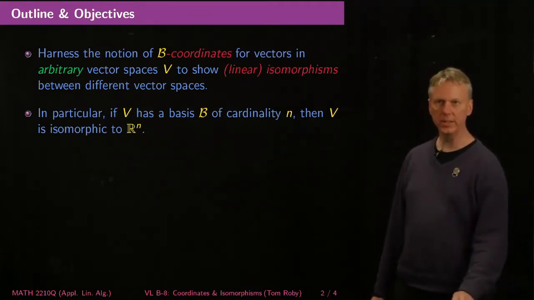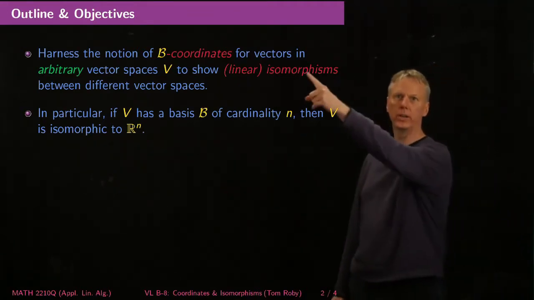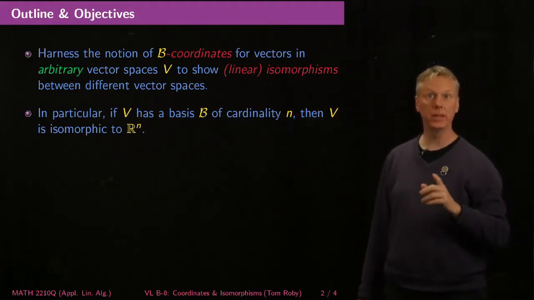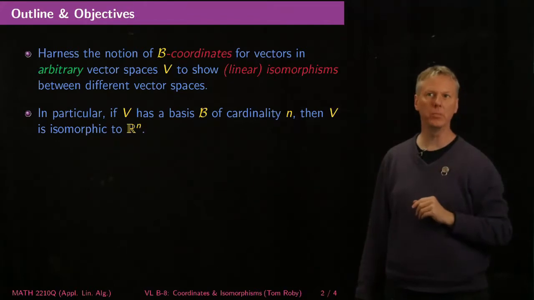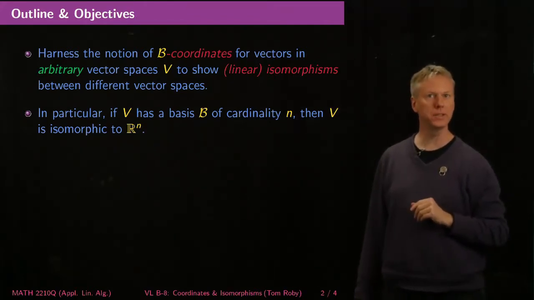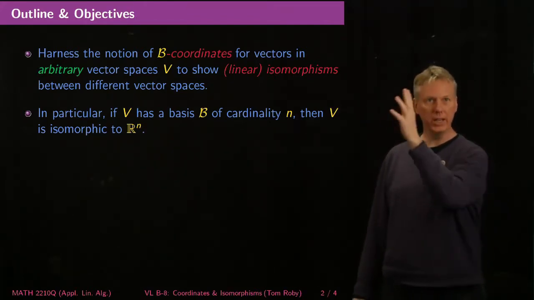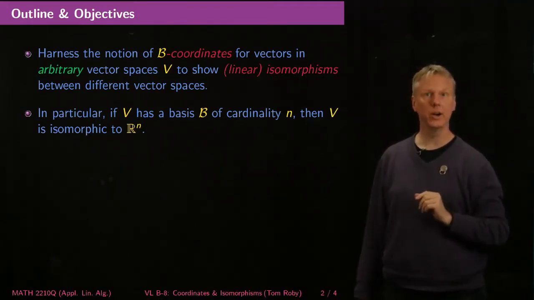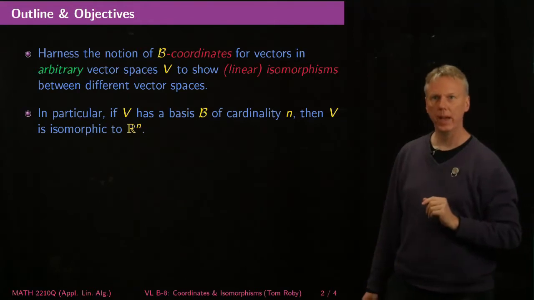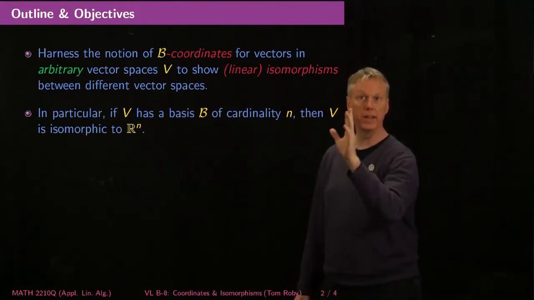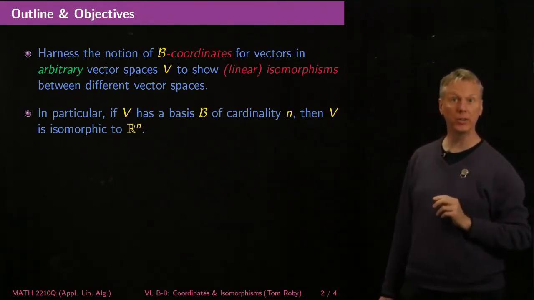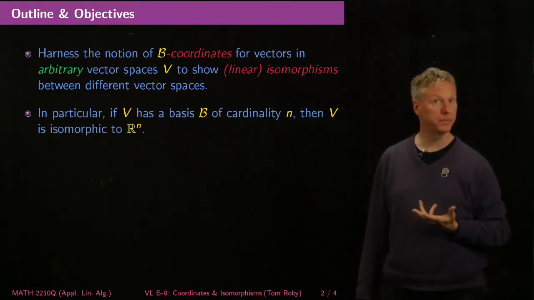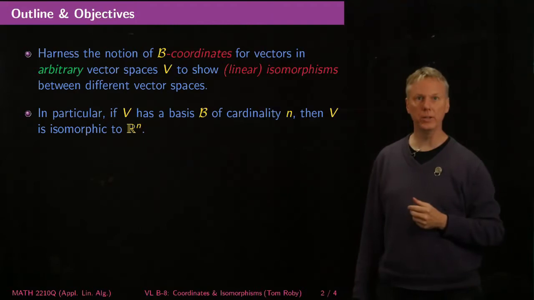We'd like to harness this notion we have of B coordinates for vectors in arbitrary vector spaces to show something called linear isomorphisms between different vector spaces. So it's a way of thinking about a vector space using a different set of eyes that help you see things in a different way. In particular, if we've got a vector space of any sort and it happens to have a basis of cardinality n, then that vector space is actually isomorphic to R^n. So that's something that we'll find quite useful.